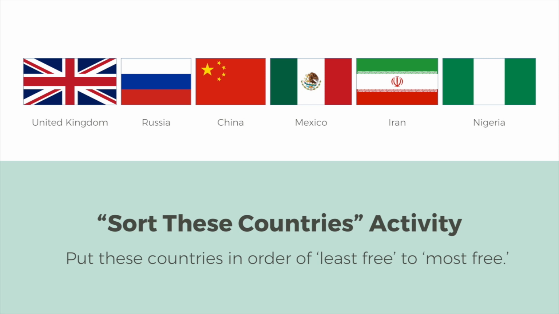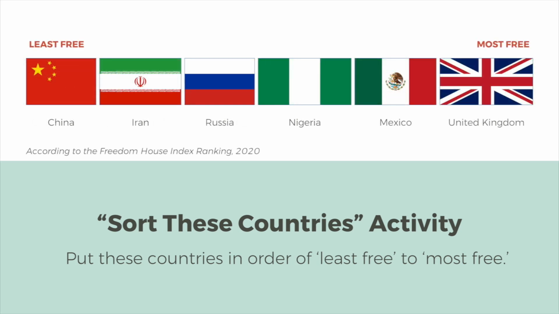Now let's say somebody asked you to rank these countries in order from least free to most free. In other words, in which of these countries is your liberty highly protected? And in which of these countries is liberty not protected? Take a moment and think about it, then give it a guess. How would you rank these countries from least to most free?